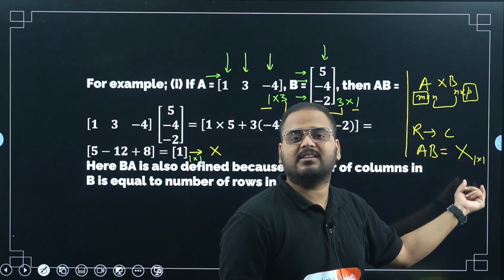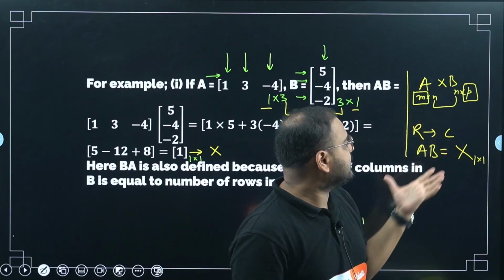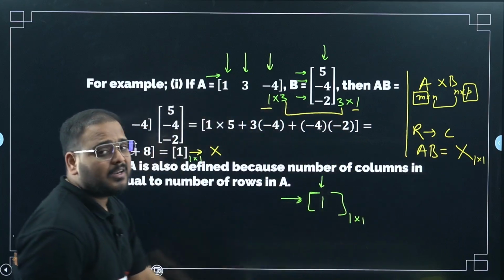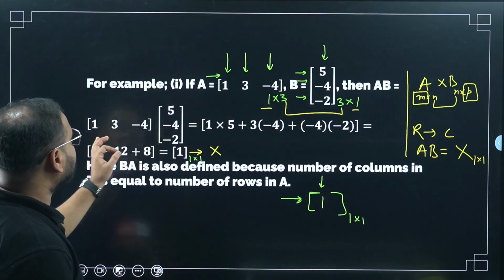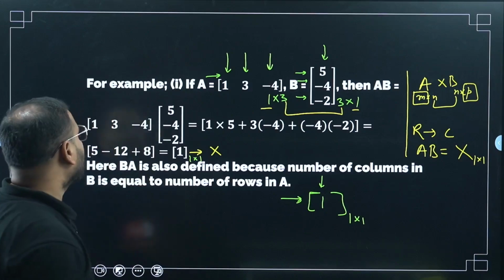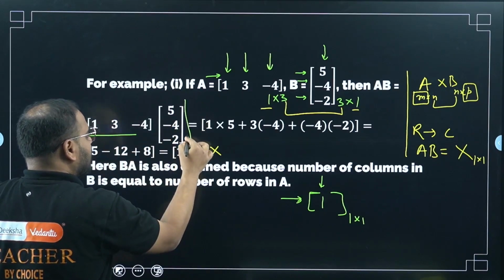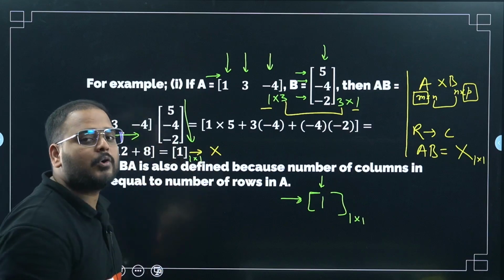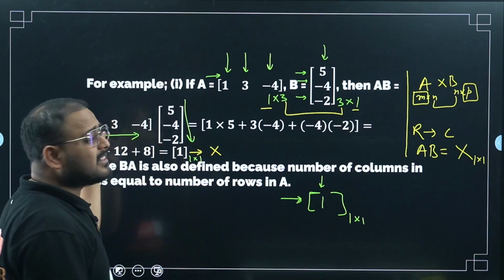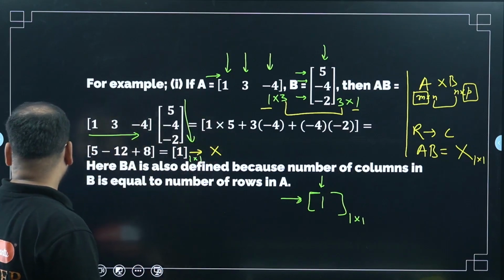So that thing we learned, that whenever we are multiplying two matrices, the order of the resulting matrix is written like this: M cross P. So M is 1, P is 1. Okay, sir. Let's see the multiplication. After taking row and column together, first row and first column, in this case only one row and only one column, you'll multiply the respective elements.